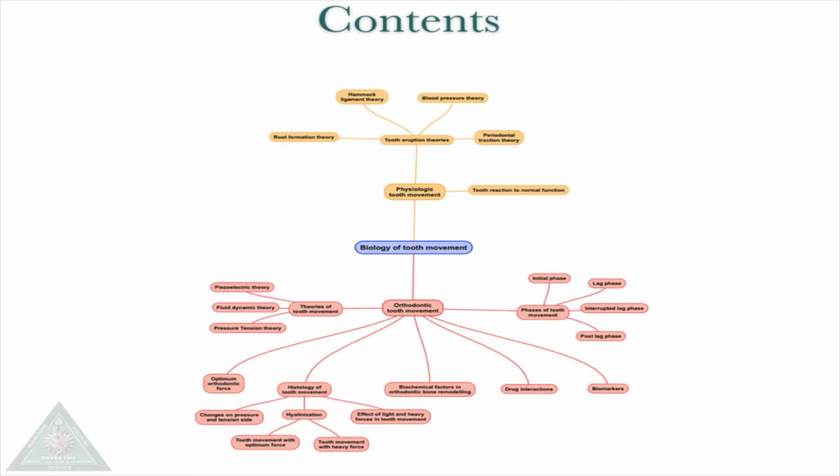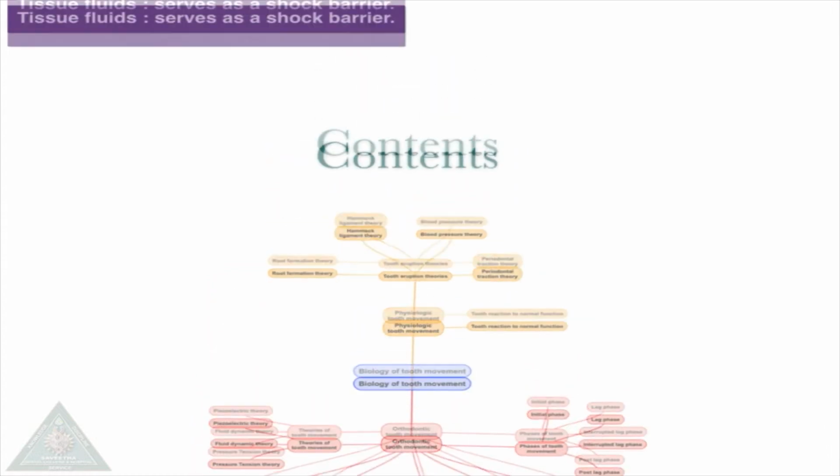Contents: the biology of tooth movement. We will be seeing about physiologic tooth movement and orthodontic tooth movement. In physiologic tooth movement, we would be seeing about tooth eruption theories as well as tooth reaction to normal function. In biology of tooth movement, we will be seeing about theories of tooth movement, histology of tooth movement, optimum orthodontic force, biochemical factors in orthodontic bone remodeling, drug interactions, phases of tooth movement as well as biomarkers.